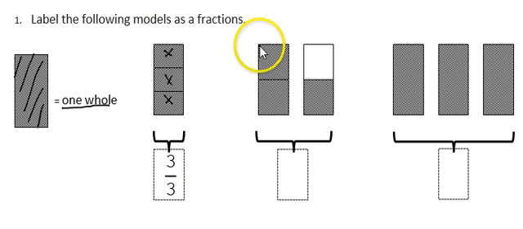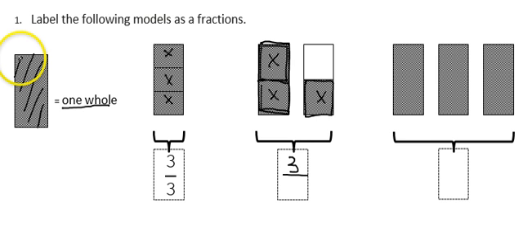In the next picture, this rectangle still represents one whole. It has been divided into 2 pieces, so each of these pieces is 1/2. And I also have another half shaded in the second whole. So altogether, I have 3 pieces that are shaded. Each piece is 1/2, so we would call this 3/2.